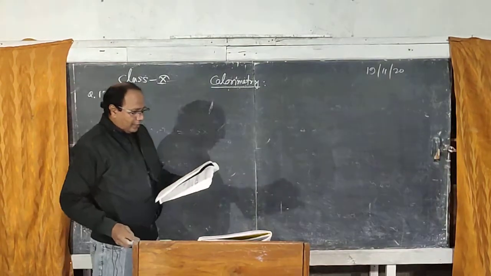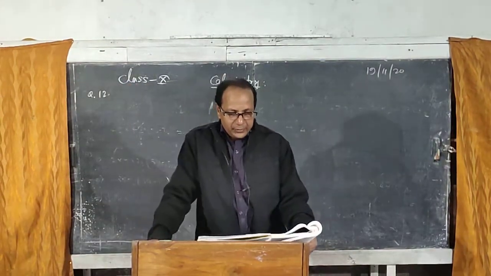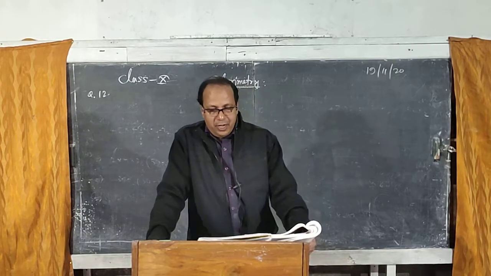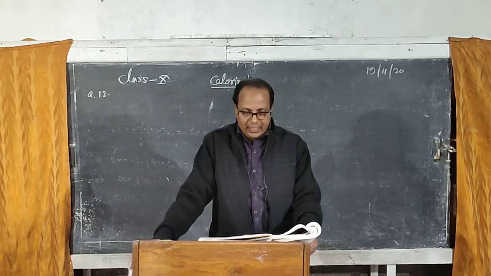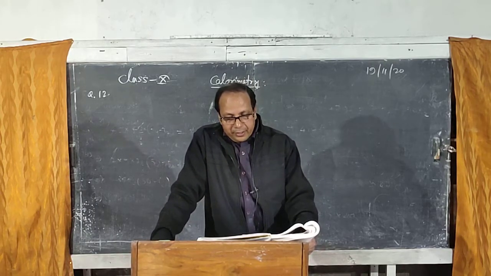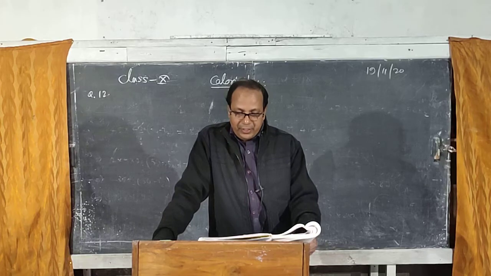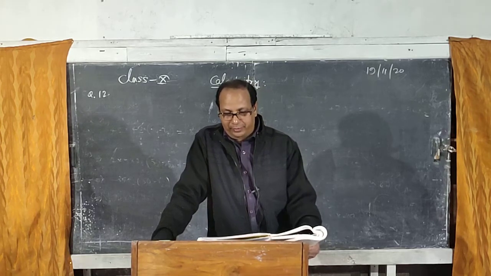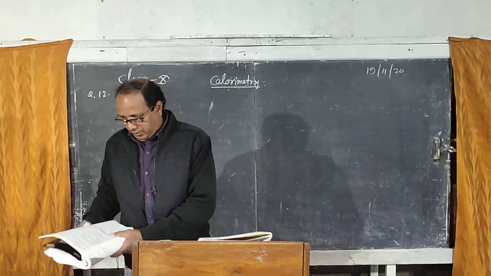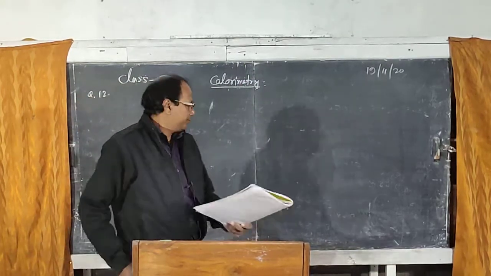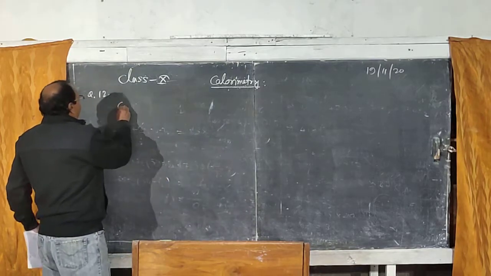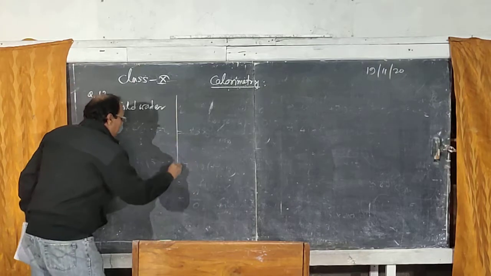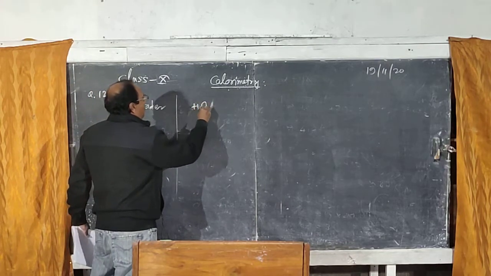Question number 12. Let me read out the question first. The temperature of 600 gram of cold water rises by 15 degree Celsius when 300 gram of hot water at 50 degrees Celsius is added to it. What is the initial temperature of the cold water? Okay, so here cold water and hot water.